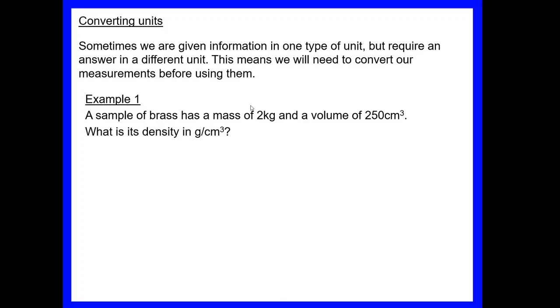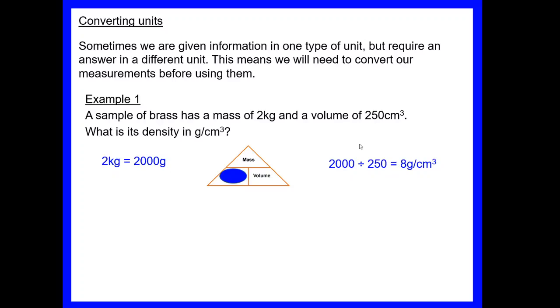So our first step is to change our mass from kilograms to grams. So 2 kilograms, to get from kilograms to grams, remember, kilo means 1,000. So we times 2 by 1,000, giving us 2,000 grams. Now we've got all of our numbers in the right units, we can work that out. So again, with our triangle, we're asked to find density. So that leaves us with mass divided by volume. So our new mass in grams is 2,000 divided by our volume of 250, which gives us 8 grams per centimetre cubed. So we've given our answer in the units that they've asked us for.